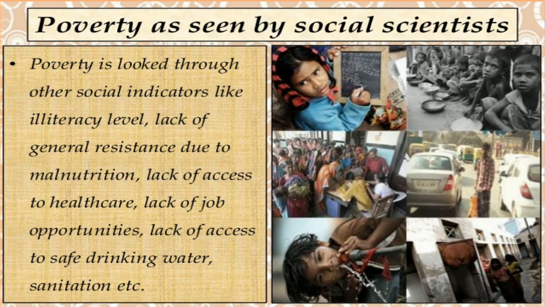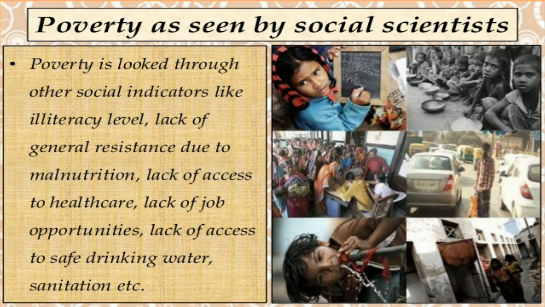In our previous module, we read about poverty: what is poverty, and in which situation we consider a person to be suffering from poverty. Now let us talk about poverty as seen by the social scientist, that is, how social scientists decide that a person is suffering from poverty.